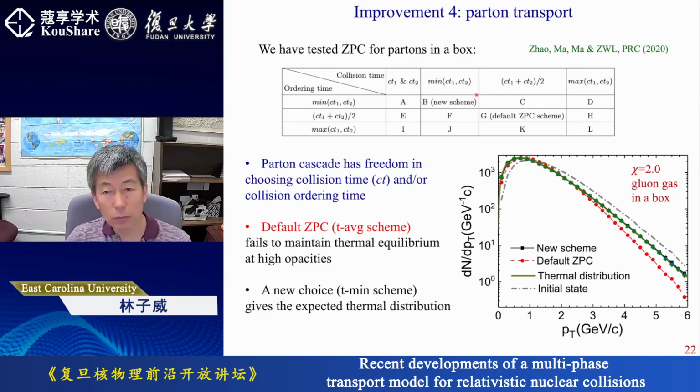And then we tested around with different choices of these times, and we found a new scheme that uses the minimum time, the earlier time, for the collision and the ordering, which reproduces the thermal distribution well. So if we choose this minimum time, then we will get a black line, which basically reproduces the thermal distribution. So this is a much better choice.